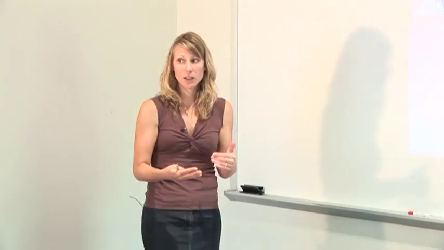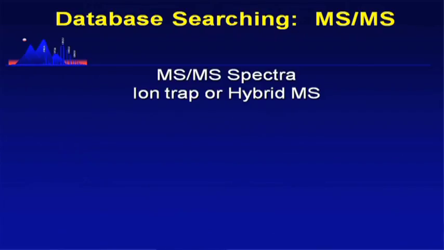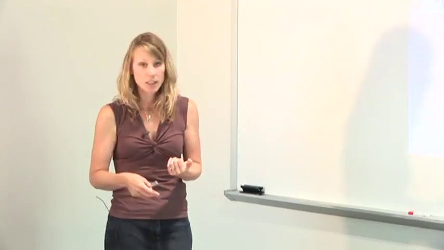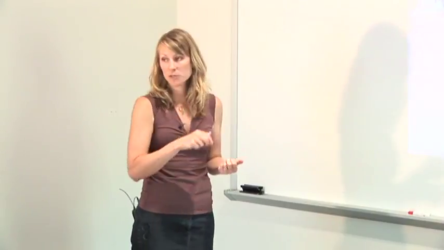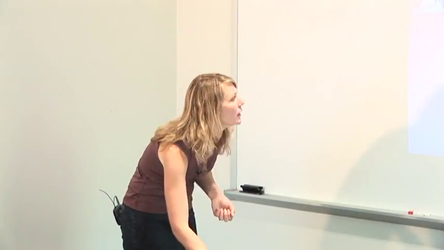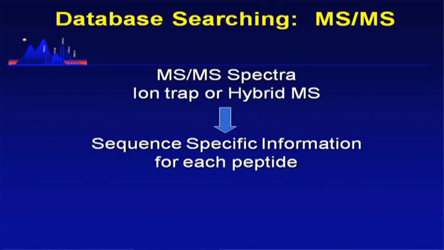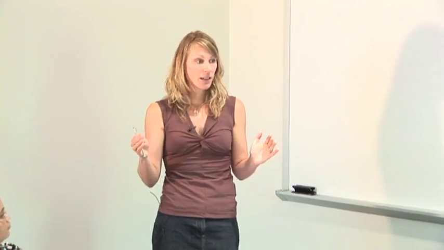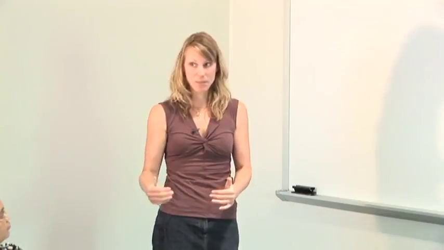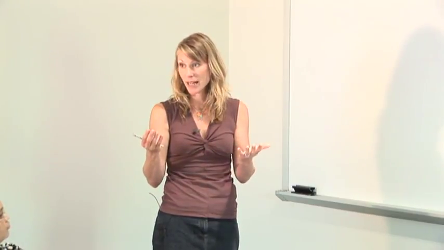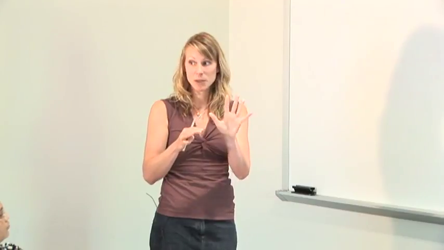Now, more commonly, what we're doing almost exclusively these days is what's called an MS/MS search. This is where we're searching the fragmentation spectra. So in this case, obviously, you have to have an instrument that's capable of generating fragmentation spectra, which almost all of them are now. So this would be either an ion trap or some sort of hybrid mass spectrometer. This type of search is going to give you sequence-specific information for each peptide, because remember I said that the fragmentation pattern is dependent on the sequence of that peptide. Whereas if we're just searching based on peptide mass, it's still a fingerprint of tryptic peptides, but we're still only measuring a mass.